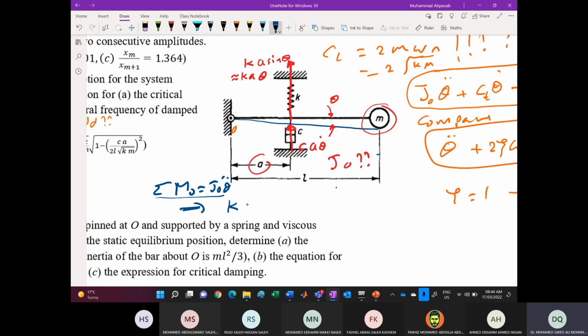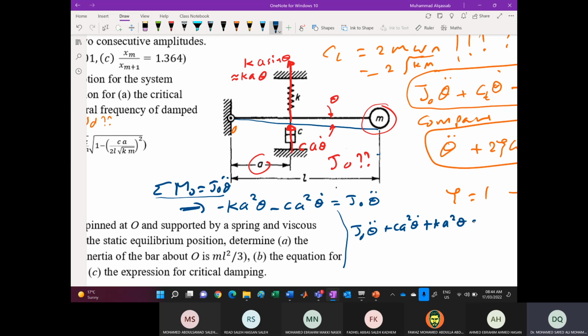This is Ka times Ka theta times A again. So it is Ka squared theta minus C times A squared times theta dot equal to Jo theta double dot. Okay, so this equation becomes, you put everything on one side, Jo theta double dot plus Ca squared theta dot plus Ka squared theta equal to 0. So this is our differential equation.